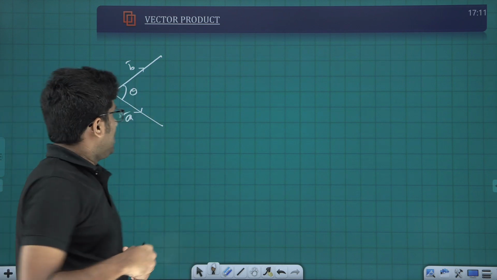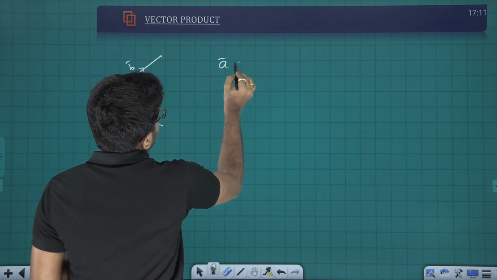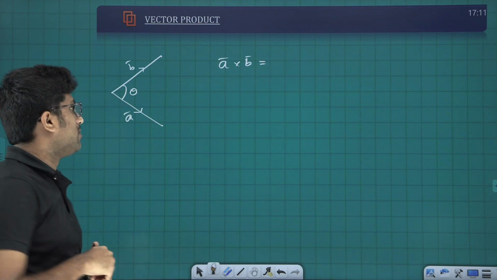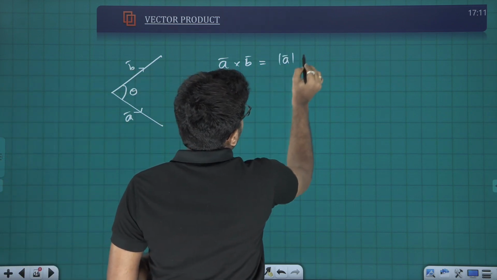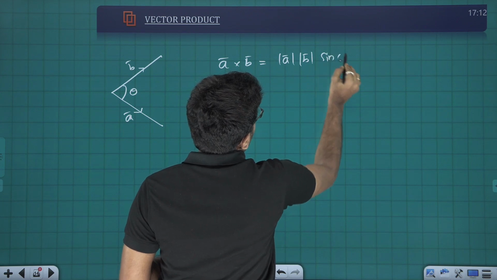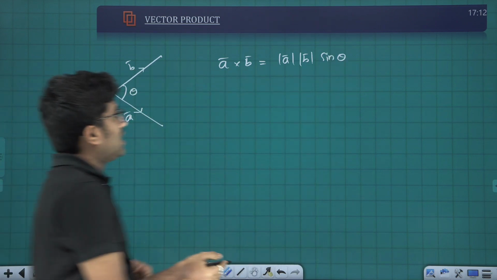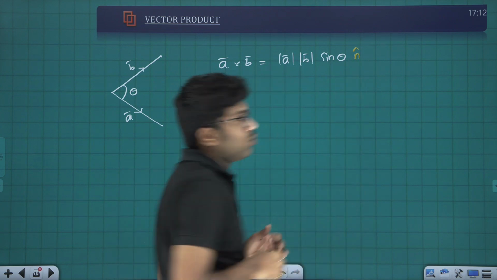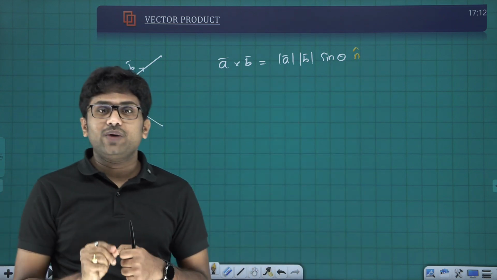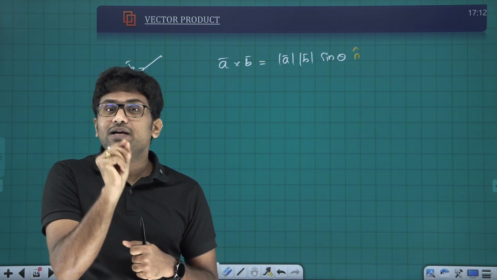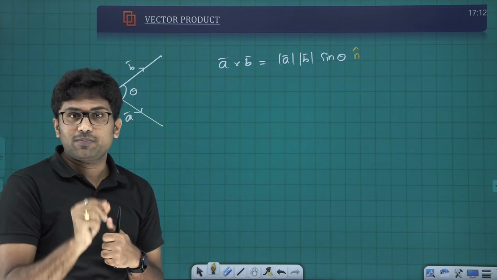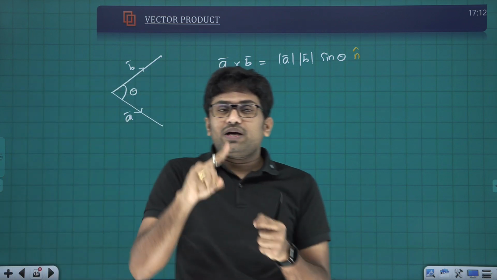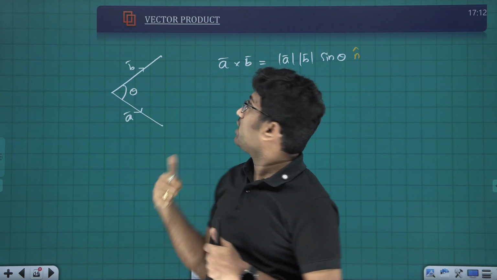Now the cross product of two vectors A bar and B bar, A bar cross B bar, is equal to mod A into mod B into sine of the angle between them. As theta is the angle between them, it is sine theta into, most important, n cap. Friends, what is this n cap? N cap is the unit vector which is perpendicular to the plane of A bar and B bar. And one more thing, the cross product of two vectors will always be a vector, friends. That is the reason we call it the vector product.